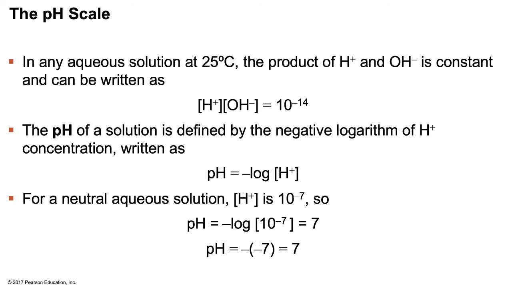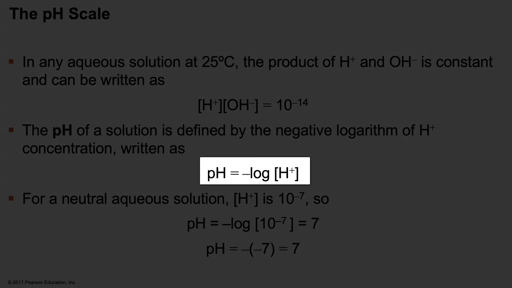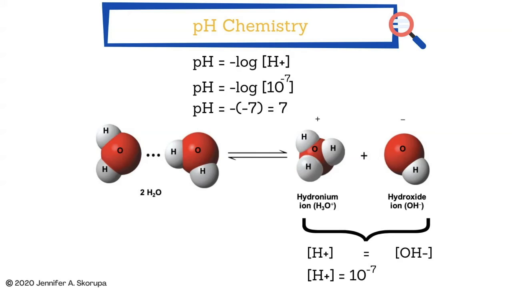How do we translate this in an easy-to-read pH scale? We use this formula. The pH of a solution is defined by the negative logarithm of the concentration of hydrogen ions, written as pH equals negative log concentration of H+. So, for a neutral aqueous solution of pure water, we've already determined that the H+ concentration is 10 to the negative 7 molar. So, the pH equals the opposite of the log of 10 to the negative 7, which equals 7. So, the pH of water is 7. You do need a calculator that is capable of performing logarithms for these things, but there is a trick, and we'll get to that in a second.